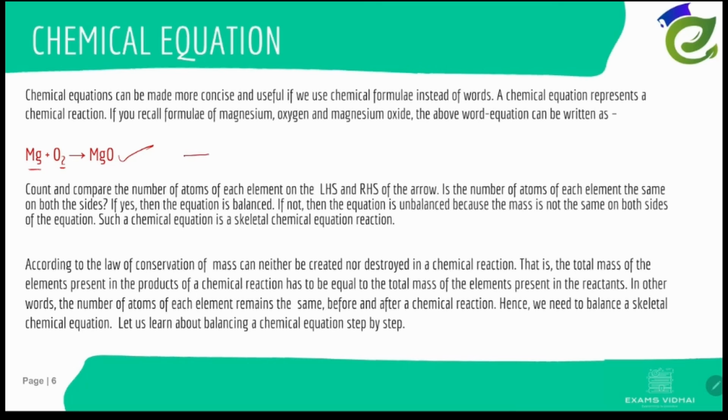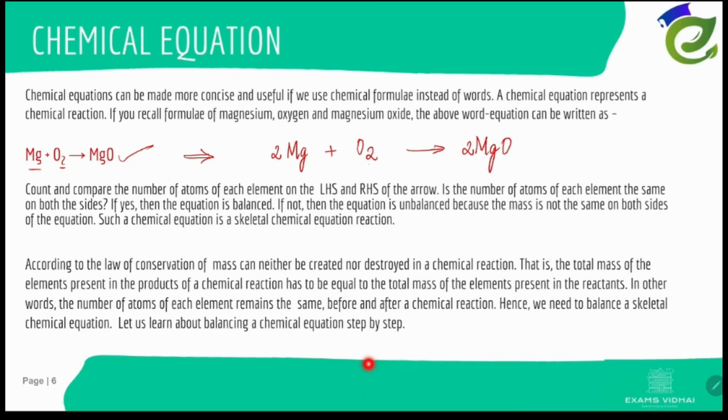So what should be the balanced reaction? It should be 2Mg plus O2 gives 2MgO. Why do we write 2MgO? Because here we have two atoms of oxygen, so we'll get a 2 over here. Now magnesium will not be balanced if we are not writing 2 over here. Therefore, we should multiply magnesium by 2 to get a balanced reaction.